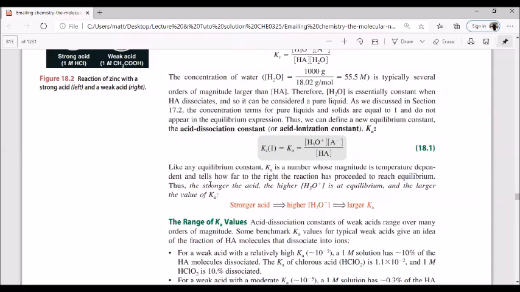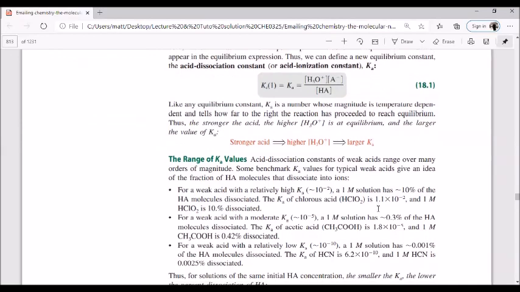That means stronger acid: the higher the hydronium ion concentration at equilibrium and the larger the value of Ka. A stronger weak acid will have a higher hydronium ion concentration and a larger Ka. Weaker acid means lower hydronium ion concentration, smaller Ka. So we can rank the weak acids according to their Ka values.